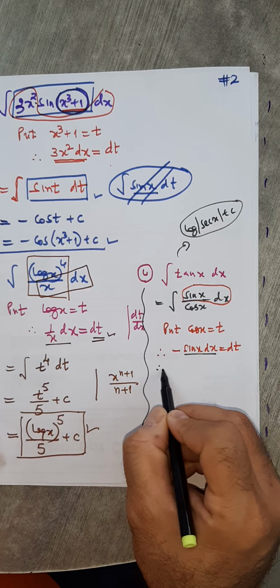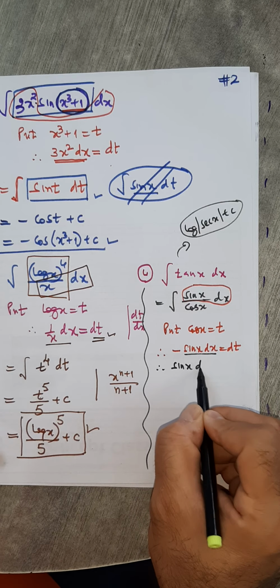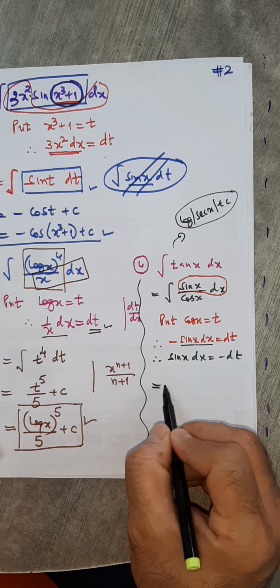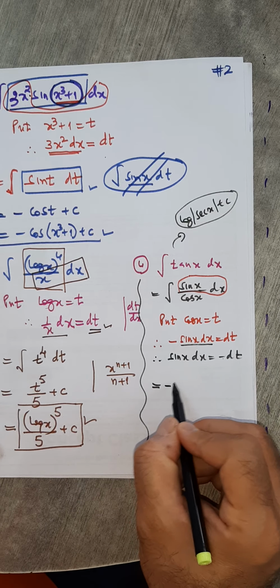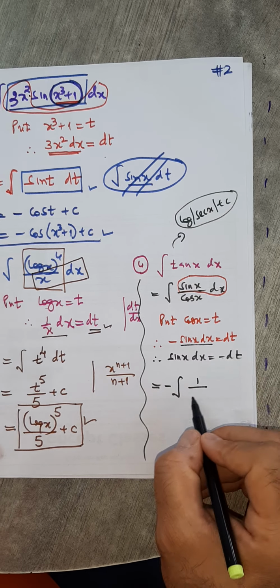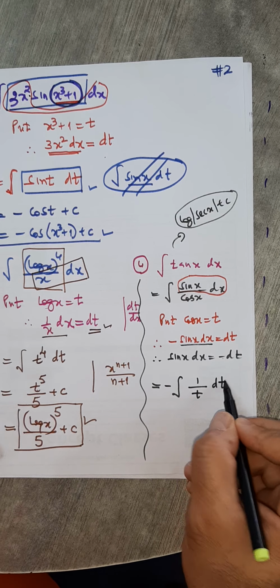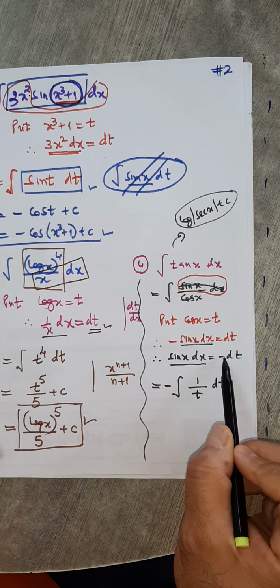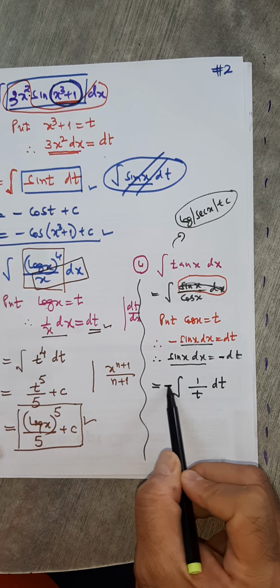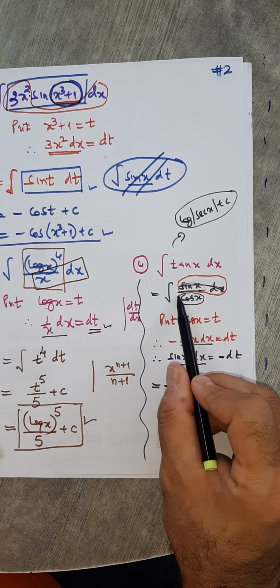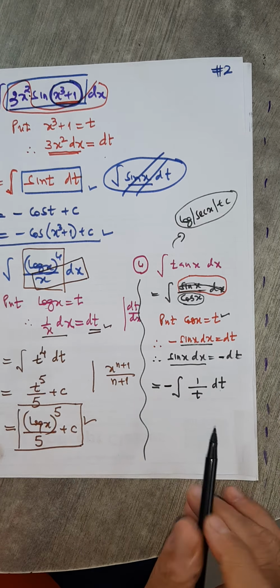So I'll take minus on the other side. So sin x dx equals minus dt. I'll place it there. So this equals minus, which I'll keep outside, dt, and cos x was t, so 1 upon t dt. I repeat, what is sin x dx? It is nothing but minus dt. Minus I've kept outside, dt here, and upon this cos x was t, so upon t.